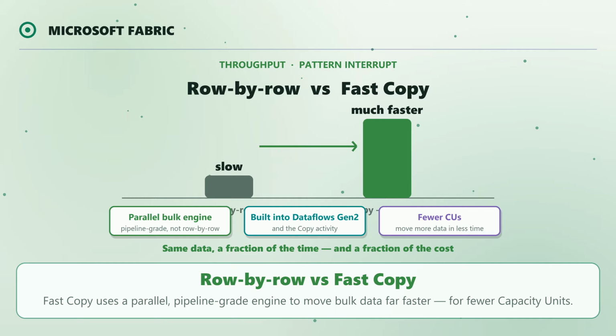So the payoff is two for one. Your loads finish in a fraction of the time. And because you're using compute far more efficiently, you burn fewer capacity units, the CUs you're billed on, to do the same work. Faster and cheaper at the same time, which is a rare combination.